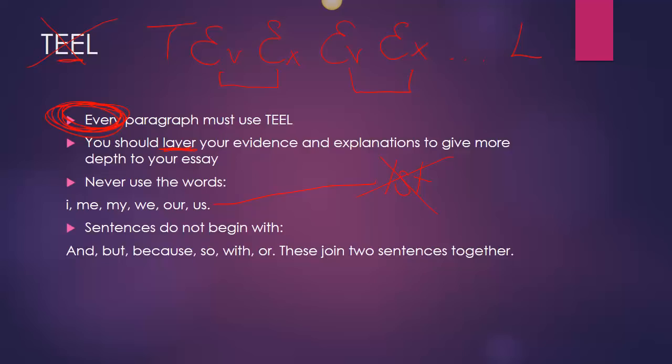Now, these join sentences together. So, for instance, you might say, I went to the shop and I bought a loaf of bread. Or, I went to the shop because I needed to buy a loaf of bread. They join 2 sentences together. Those are 2 separate sentences, but we join them with a word like and. That's why they're called conjunctions. They don't start formal sentences, and an essay is about as formal as you're going to write. So make sure you're not starting your sentences with them.